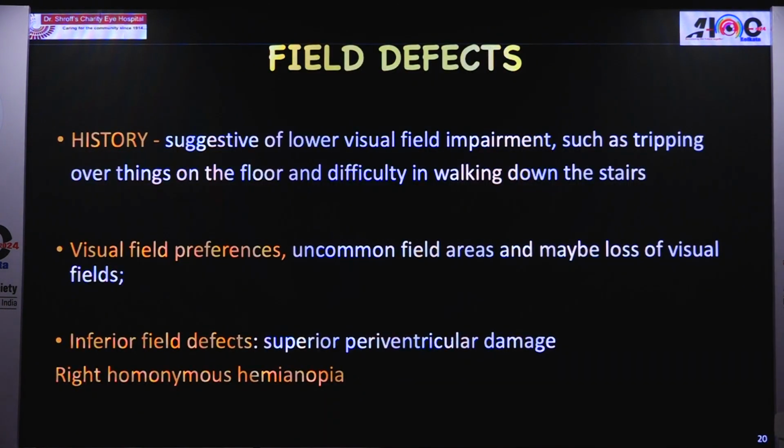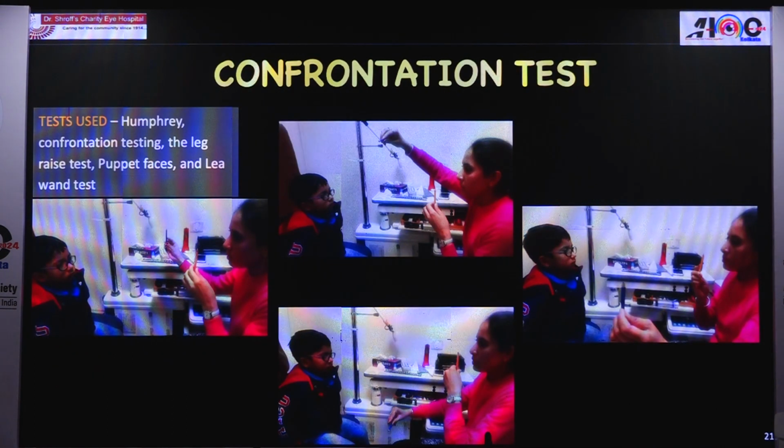Coming on to field defects, they would have lower visual field impairment, tripping over things on the floor and difficulty walking downstairs. Visual field preferences would be there. They would have inferior field defects mainly because of superior periventricular damage, and also some of them would have right homonymous hemianopia. For assessing this in older children, we can do Humphrey, or a confrontation testing can be done in any child even if they are smaller.